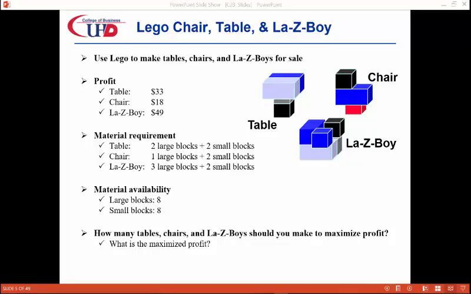I hope you can get some Legos, 8 large blocks and 8 small blocks, and play a little bit with this game to see how many different furnitures you can make, and then calculate how much money you can make from that before you go into the next slides.